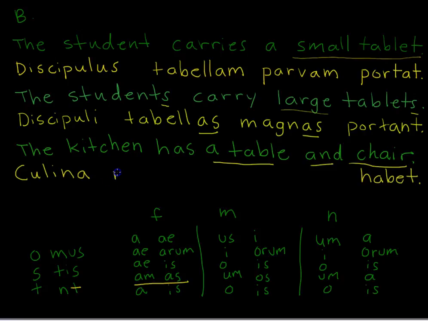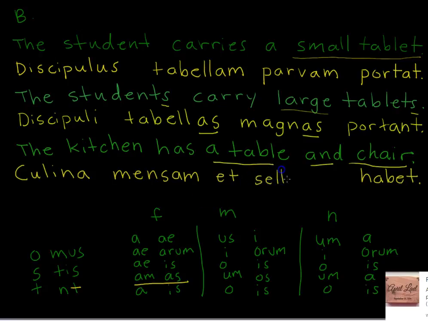So habet, table, mensa, but it has to be an accusative. Here it is, mensam. And do you remember what chair is? Sella. Let's put that out there. And sella, in accusative, sellam. Culina mensam et sellam habet.